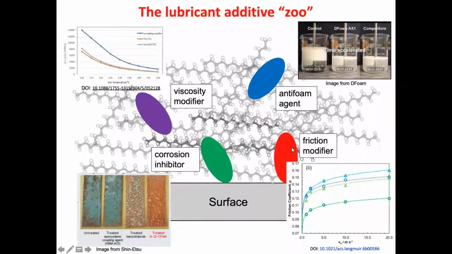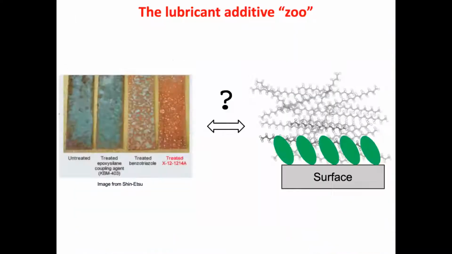For a corrosion inhibitor, we have a picture here, we will know how much tarnishing occurs when we add the additive or not. For a friction modifier, we will know the effect on friction of different types of additives. And again, for a viscosity modifier, we will know the effect on viscosity of adding different types of additives to the mixture. So we will have information about the macroscopic behavior, but we will have very little to no information on the atomistic behavior, the nanoscale behavior.